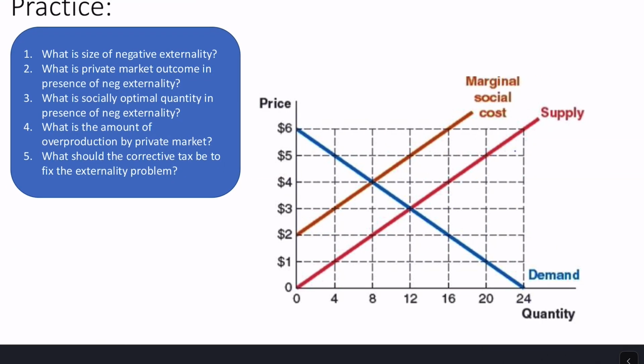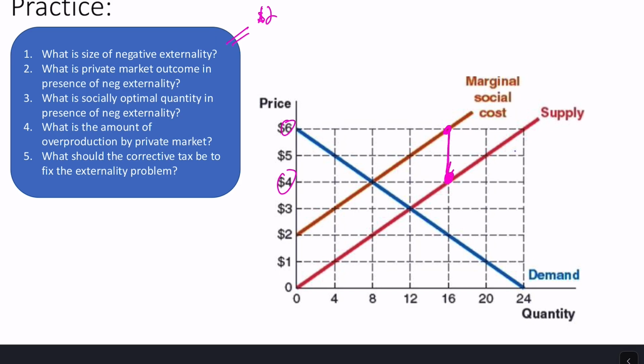So a practice problem you might see on an exam might look something like this, where I would show you a graph like this, where you have a supply curve, a marginal cost curve, and a demand curve. And there's lots of different questions I could ask you about this. First one, what is the size of the negative externality? The size of the negative externality is how far you're going to shift up, right? That vertical distance between the marginal social cost and the supply curve. And so that's going to be here 6 minus 4. And so the size of the negative externality is going to be $2 per unit.